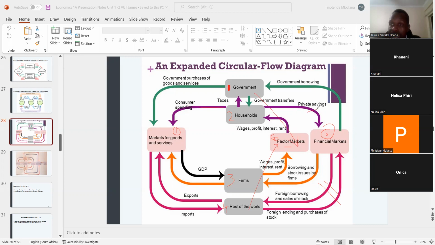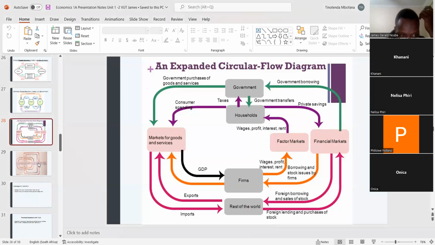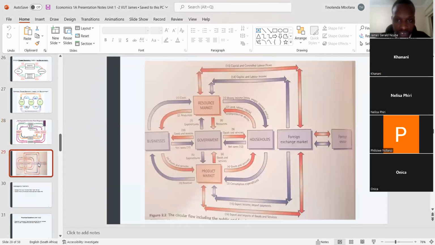A withdrawal, a leakage from the system, right? And then governments borrow from the financial market, which is an injection into the system. Companies also borrow from the financial market, which is an injection into the system. So that's all the different ways in which you will see these different role players interacting with each other. So this again is another example of what the diagram is going to look like.